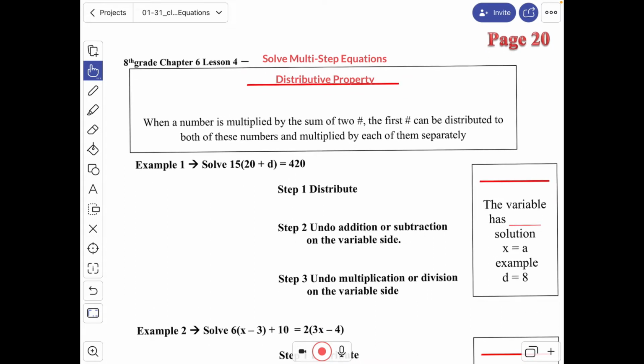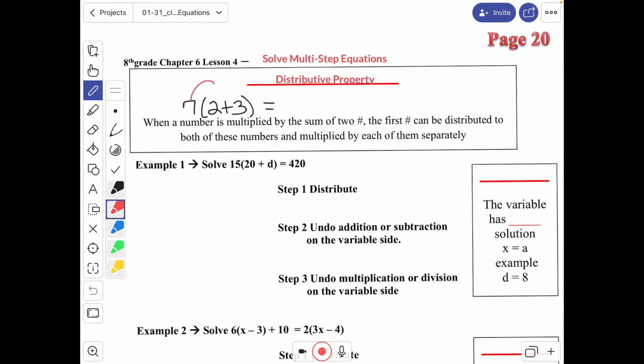For example, we have 7 times 2 plus 3. And if I wanted to distribute that, it would be 7 times 2, which is 14, plus 7 times 3, which is 21. And all of that, the 14 plus 21, all comes out to be 35. So we're going to use the distributive property to solve some equations.